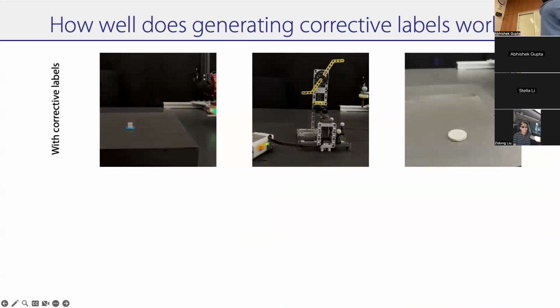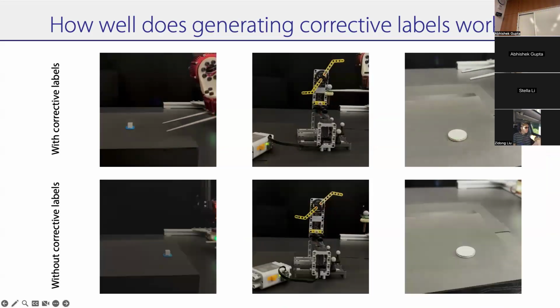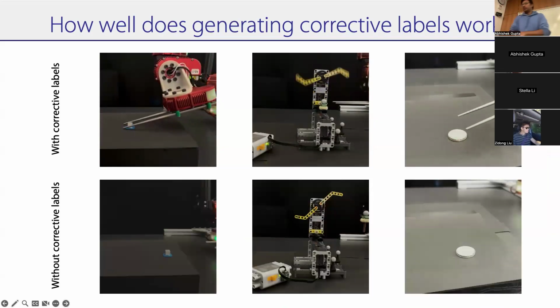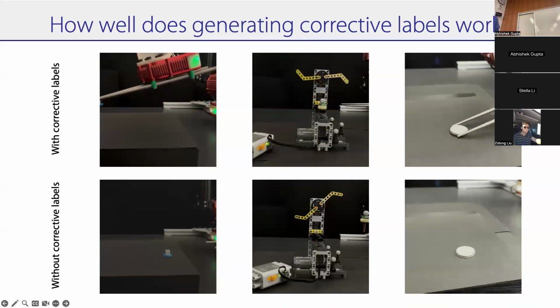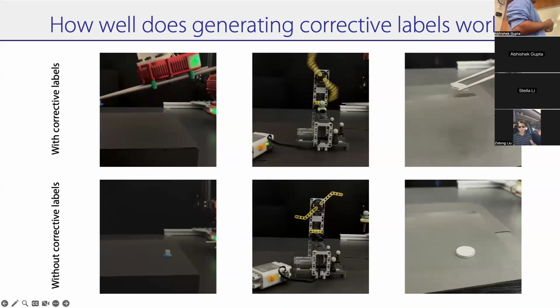Okay. So you can apply this to a bunch of different tasks, and you'll see a marked difference between things with and without corrective labels. Especially when you introduce disturbances into your system. Let's say someone goes and pushes the arm, it doesn't recover, whereas with corrective labels, it does.